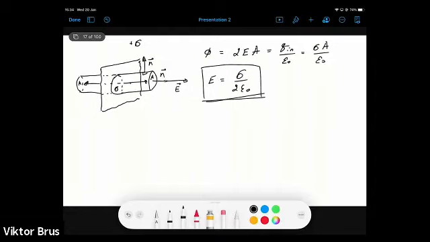If we have a not infinite plane in a real life situation, but the point where we calculate the electric field is very close to the surface, then we can apply also this equation which we derived for the infinite plane.